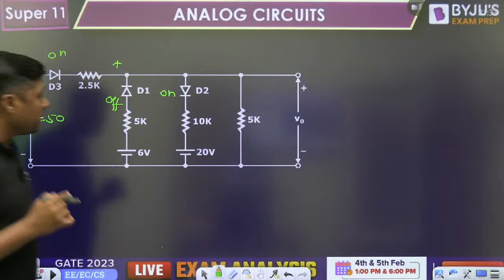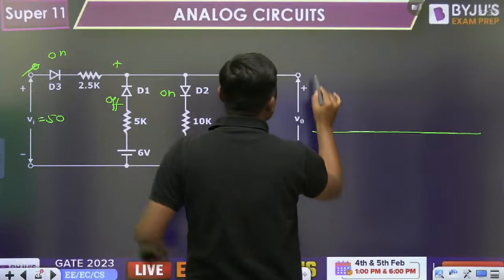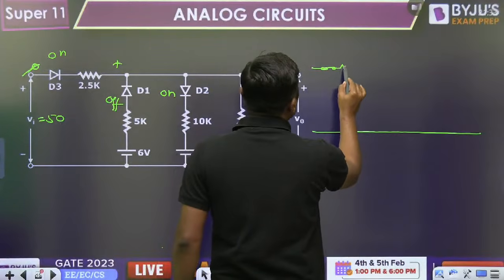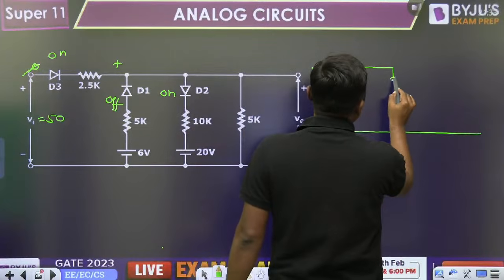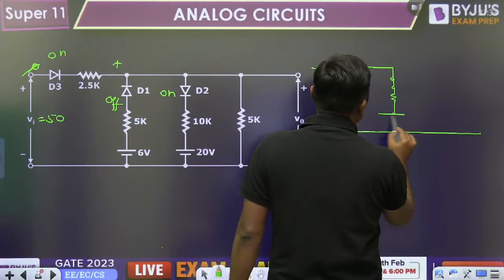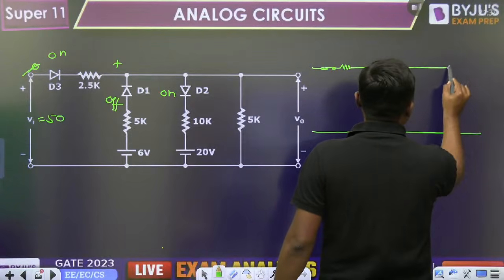You have to make a proper diagram again. So what is the diagram here? This diode is on. This diode is off. Remove this branch. The 20 volt is on, then 10 kilo ohm, and this is the 5 kilo ohm.